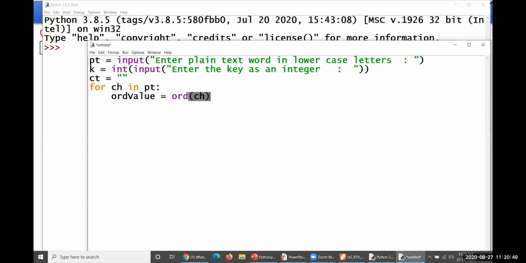CH will be, I believe that you have some information about how a for loop works here. The for loop will take the first character, second character, third character, and so on and so forth. After getting the ORD value, in the sense of the ASCII value, that particular value can be taken here.